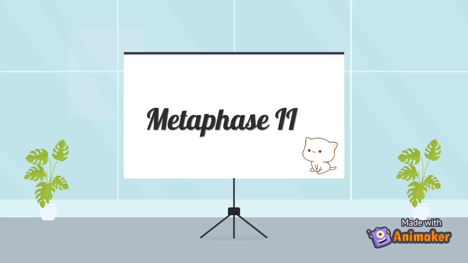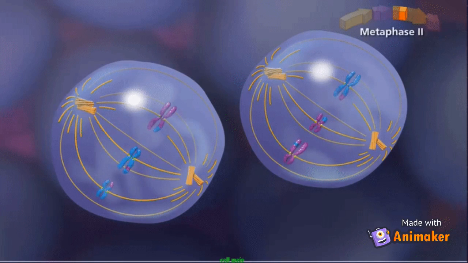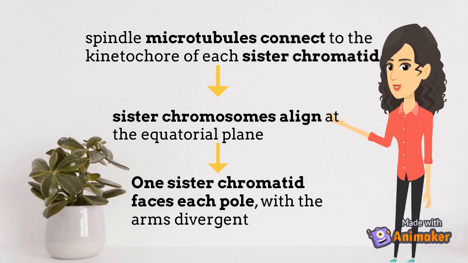Let us jump into metaphase 2. Enjoy a short video of 10 seconds on what happens in metaphase 2. In metaphase 2, the spindle microtubules that connect to the kinetochore of each sister chromatid will help the sister chromosomes align at the equatorial plane. One sister chromatid faces each pole, with the arms diverging.